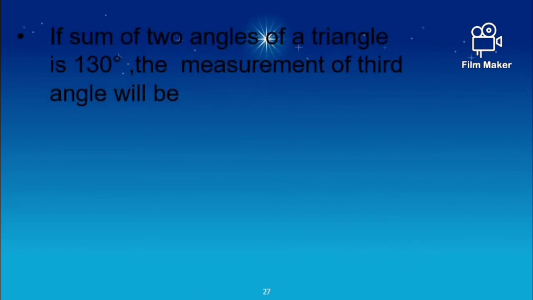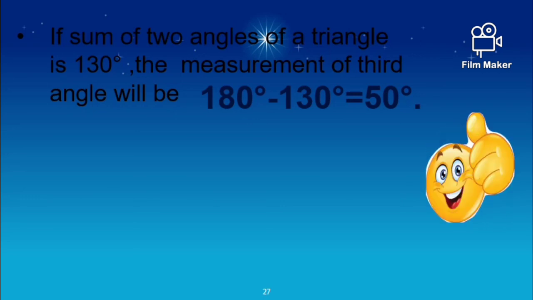Now, the first question: if the sum of two angles of a triangle is 130 degree, the measurement of the third angle will be, do you know? What is the measurement of the third angle? How can we find? 180 degree minus 130 degree is equal to 50 degree. The measurement of the third angle is 50 degree. Very good.